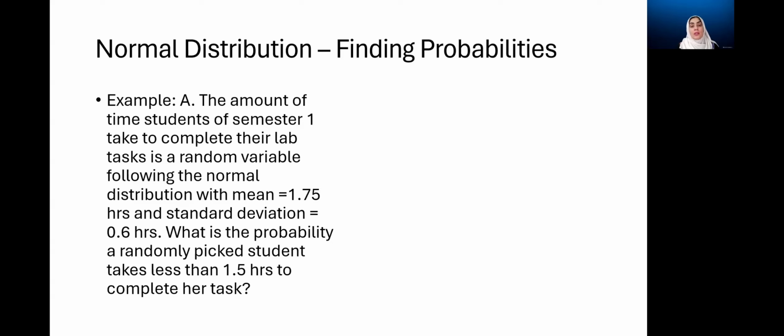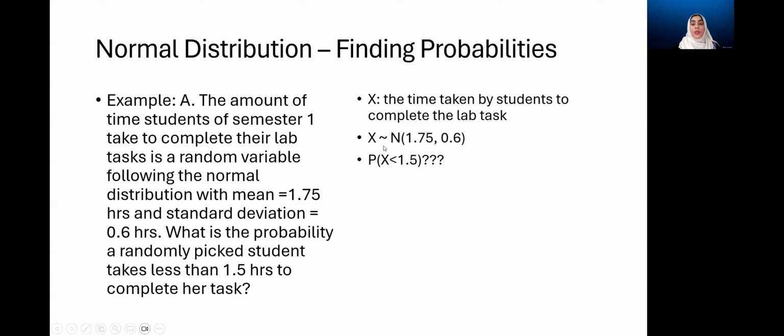Now we've been told that this random variable, which represents the time taken by a student to complete their lab task, is following the normal distribution. And for a normal distribution, we know that in order to completely characterize it, we need to know 2 values, which is the mean and the standard deviation. And we have been provided those in the description of the problem. Here, we can write that X is following a normal distribution with mean 1.75 and 0.6 as the standard deviation. And we are to work out the probability of x values less than 1.5.